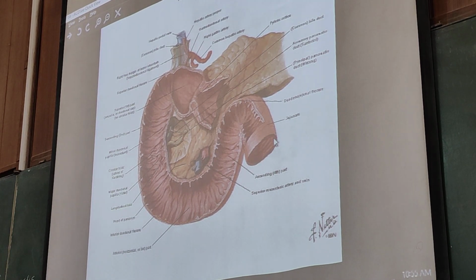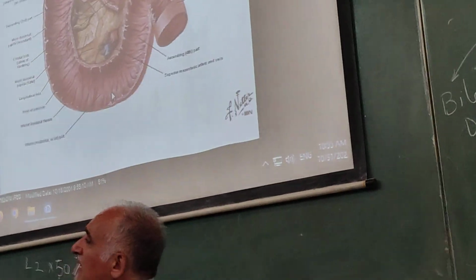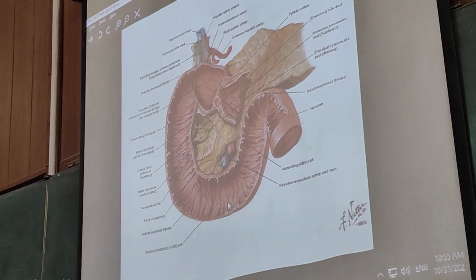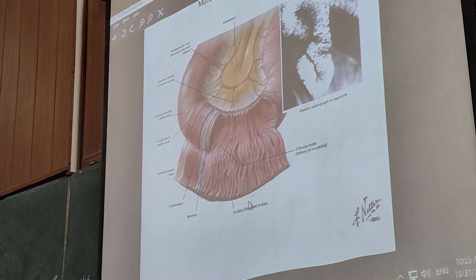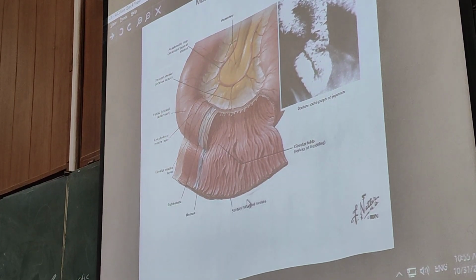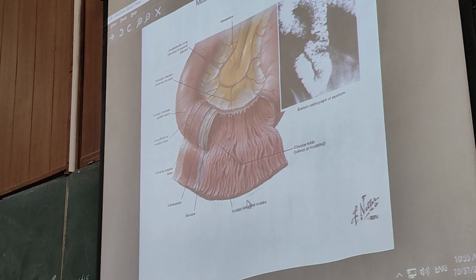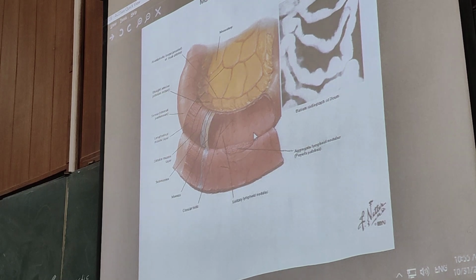Circular folds, Kerckring folds. Have you heard about Kerckring folds? These are Kerckring folds or circular folds. We have a lot of them in the duodenum and jejunum, and in the ileum they disappear. This one, as you can read at the top, is jejunum, and this one is ileum. Look at the jejunum. Inside, we can find a lot of circular folds. In the ileum, we don't have them.